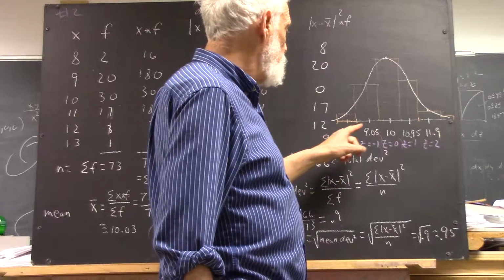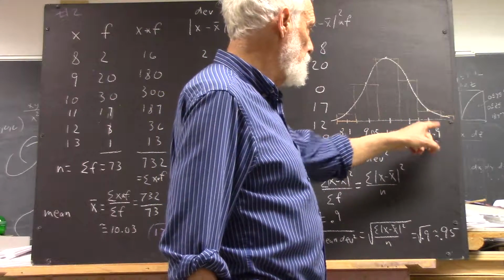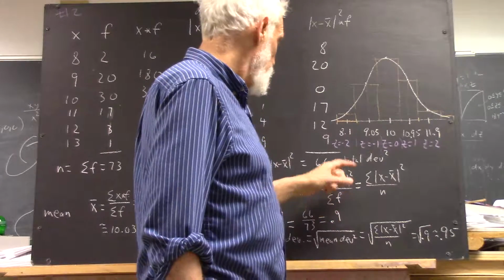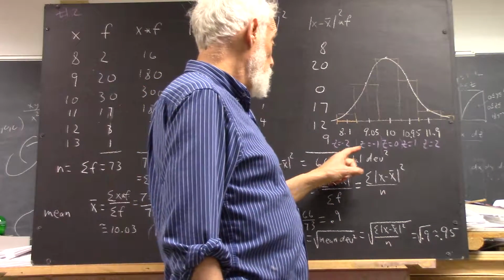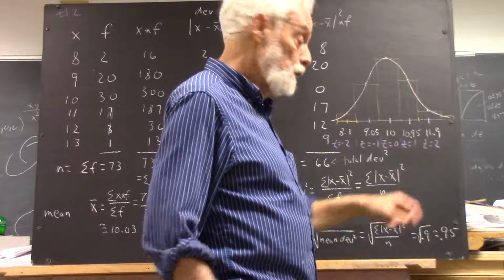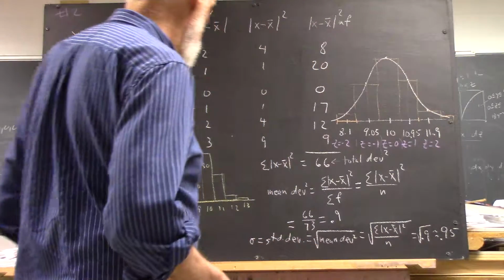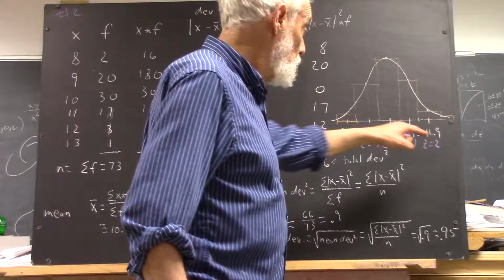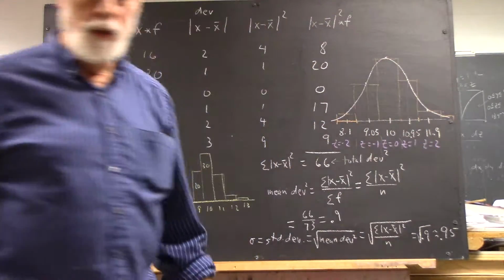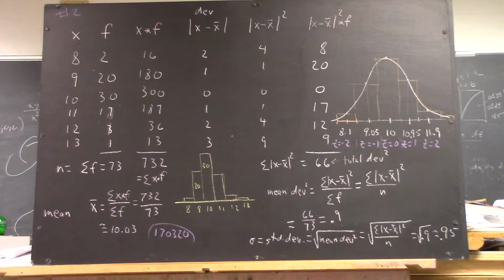So these numbers, 8.1, 9.05, 10, 10.95, 11.9, correspond to z values negative 2, negative 1, 0, 1, and 2. We'll do much more with z values, but that would be a good thing to lock into your understanding before next week.